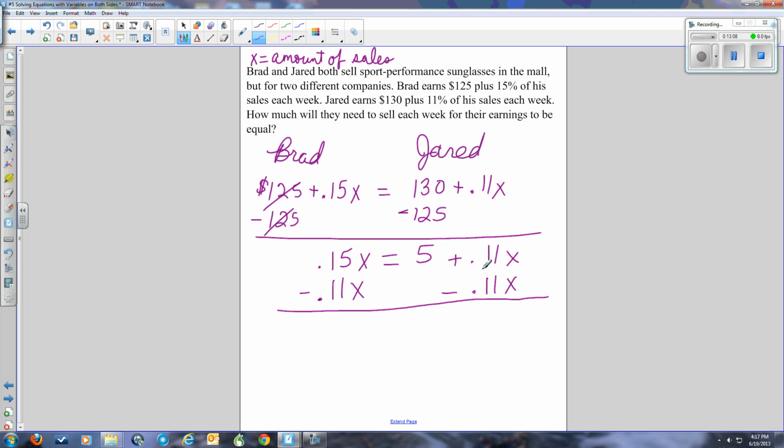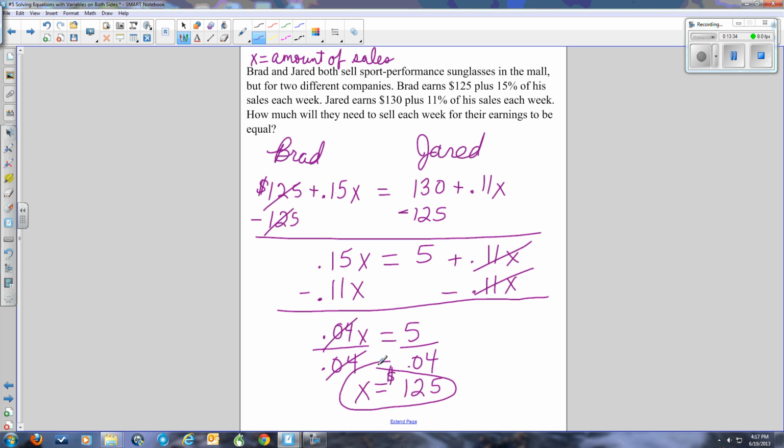So the 0.11x's cancel on the right hand side, and we end up with 0.04x equals 5. We need to divide each side by 0.04, so they cancel out, and we have x equals 125, and we're talking dollars here. So if they each sell $125 worth of merchandise each week, their earnings will be the same.